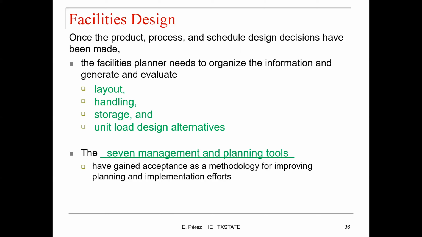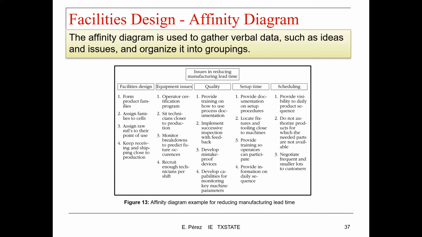The 7 management and planning tools that we are going to discuss next have gained acceptance as a methodology for improving planning and implementation efforts. So the first diagram is called the Affinity Diagram. And the Affinity Diagram is used to gather variable data, such as ideas and issues, and use that information and organize it into groups.